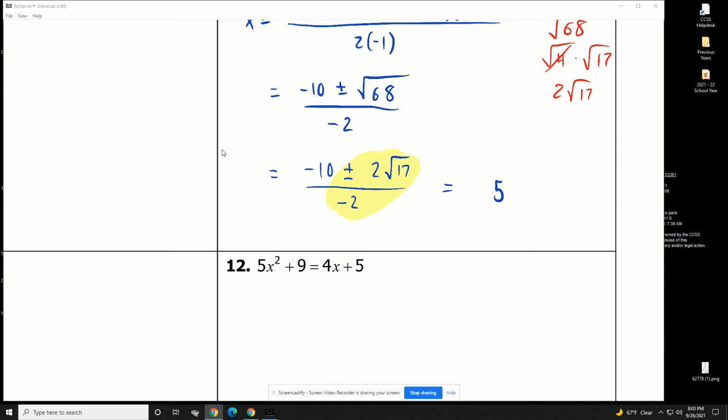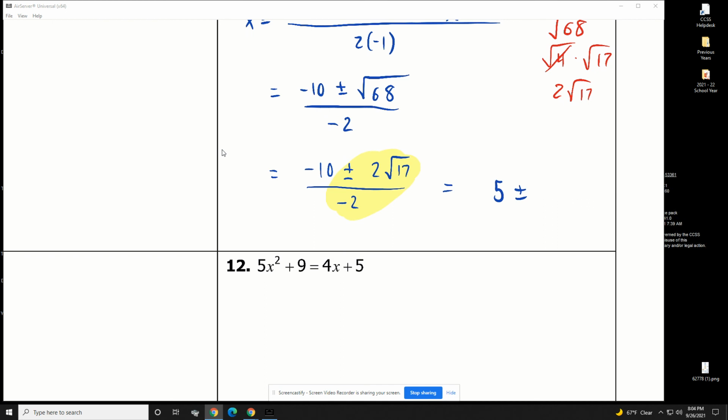The positive divided by negative would turn negative. But then the negative divided by the negative would turn positive. So the plus or minus divided by negative would actually just turn to plus or minus. So you can kind of let that negative on the bottom be swallowed up by the plus or minus. And then you can just focus on the 2 divided by 2.